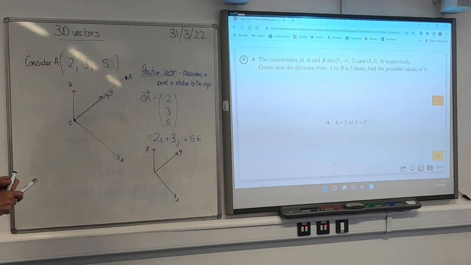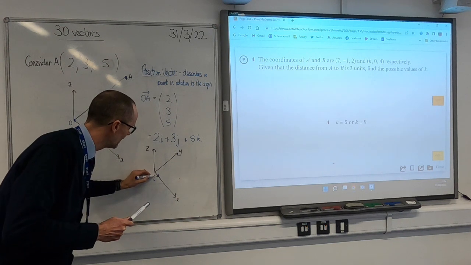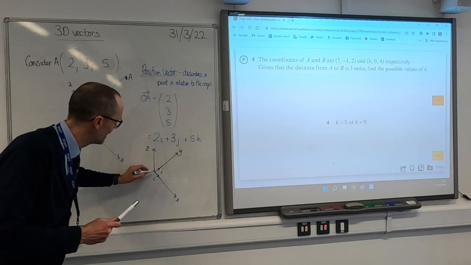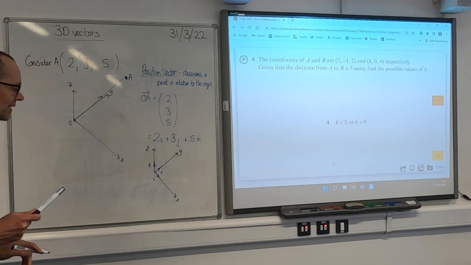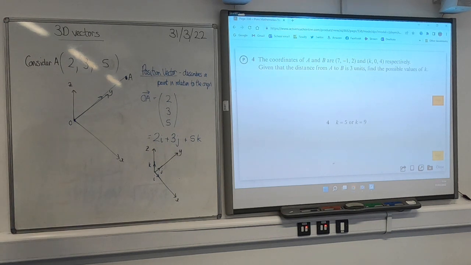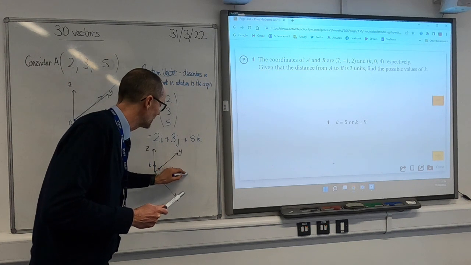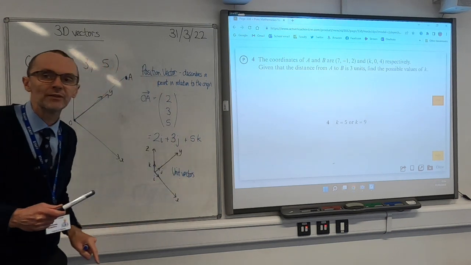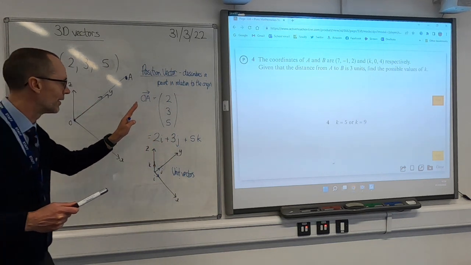So i is a vector with length 1 in the x direction, j is a vector with length 1 in the y direction, and k is a vector of length 1 in the z direction. They are called unit vectors, and this is unit vector form. You may remember I'm not a huge fan of this. I like this.